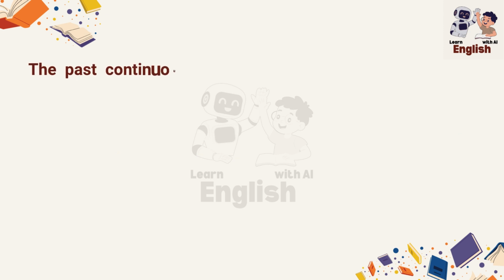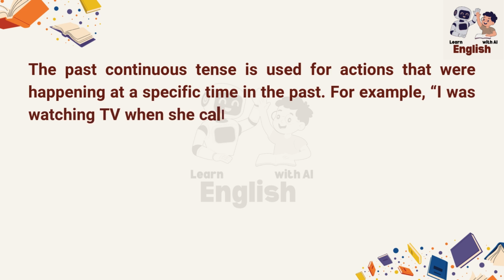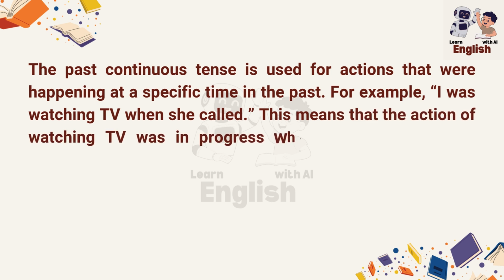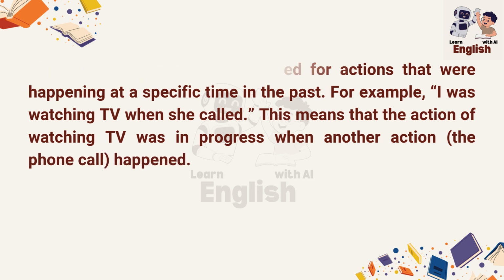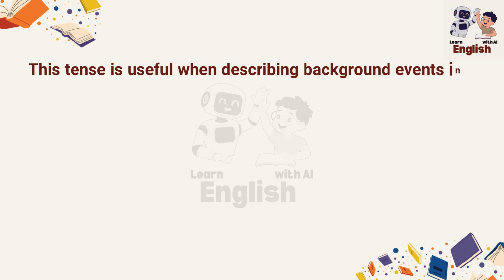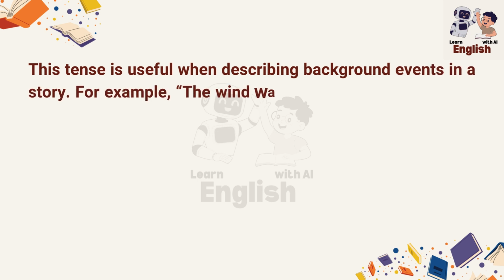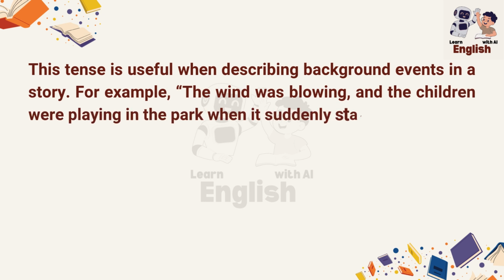The past continuous tense is used for actions that were happening at a specific time in the past. For example, I was watching TV when she called. This means that the action of watching TV was in progress when another action, the phone call, happened. This tense is useful when describing background events in a story. For example, the wind was blowing and the children were playing in the park when it suddenly started to rain.